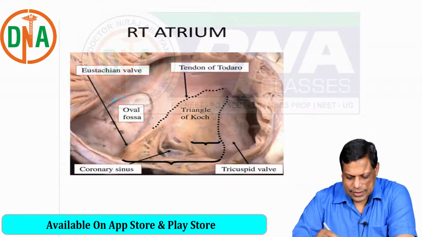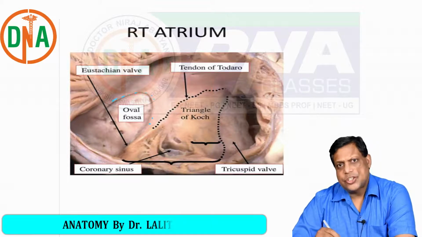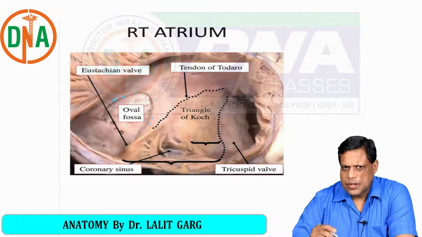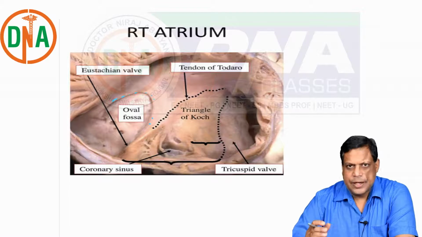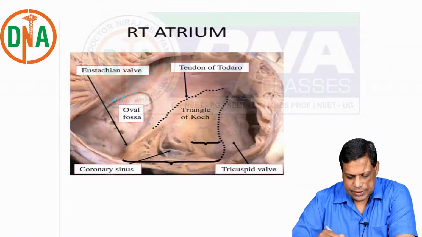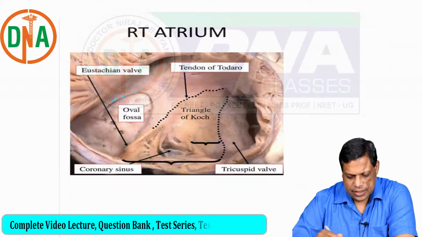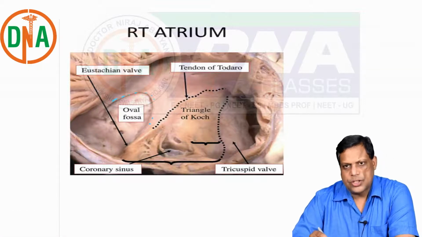Then see, this is the opening of the coronary sinus. The coronary sinus is the largest vein of the heart. All the venous blood from the body comes into the right atrium via the superior vena cava and inferior vena cava, and the venous blood of the heart comes to the right atrium via the coronary sinus. This coronary sinus is guarded by the Thebesian valve. And this black dotted line shows the tendon of Todaro, which is the bundle of collagen fiber.